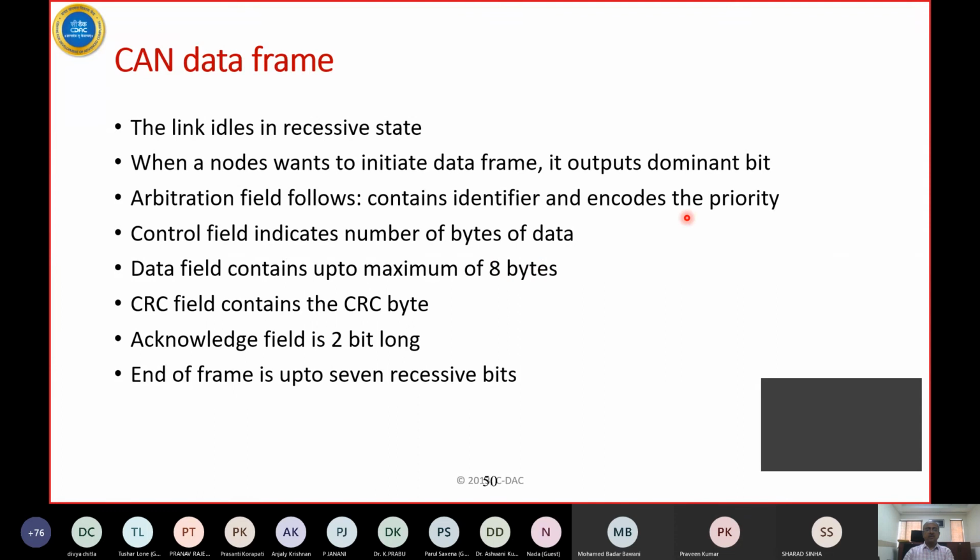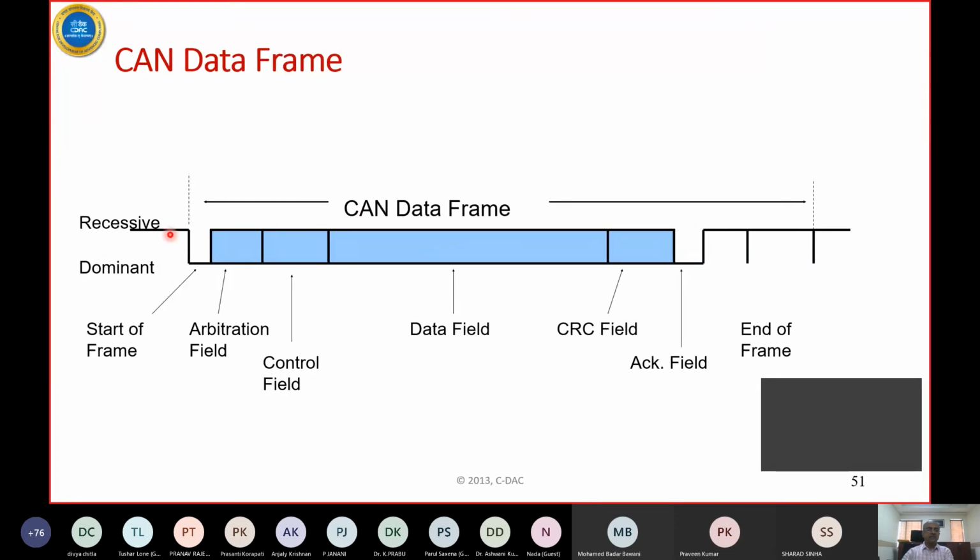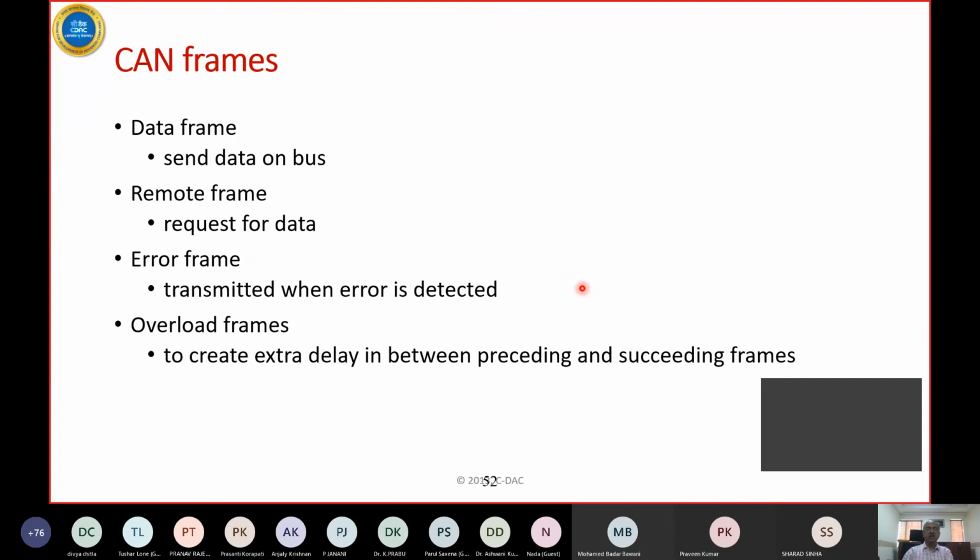So how does it work? I'll just describe this using a diagram. The link is in recessive state. There is a start of frame, very similar to what we saw in UART. This is the message ID, which is also used for arbitration. Every message is unique, and without getting into detail, the lower the message number that appears in the arbitration field, the higher the priority. Then there is a control field which tells how many bytes are in the data field. There is a CRC, an acknowledgement, and an interframe space.